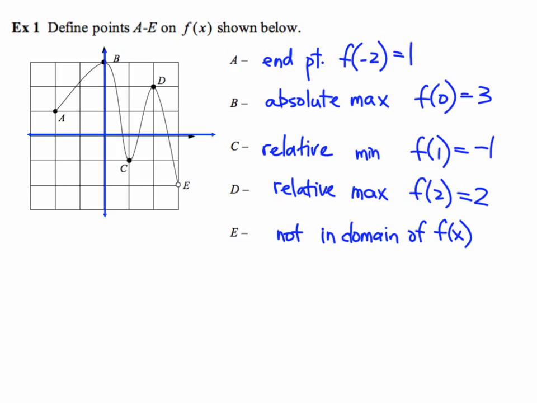And so here's a listing of the answers. Again, A is an endpoint, and we list the ordered pair -2, 1. B would be the absolute maximum point. C is the relative minimum point. D is a relative maximum point, and E is not in the domain.